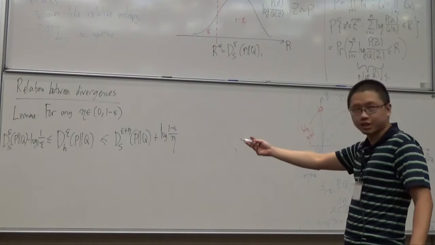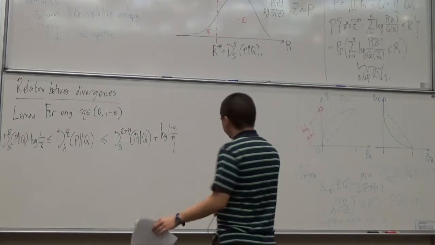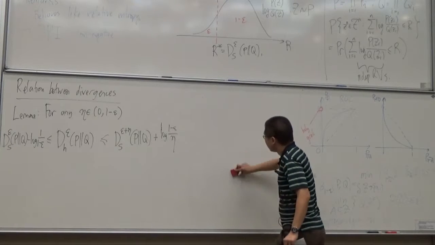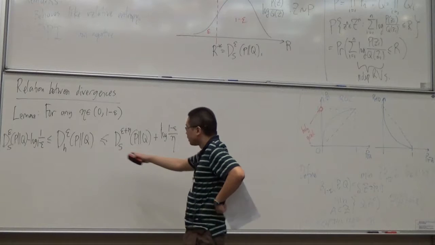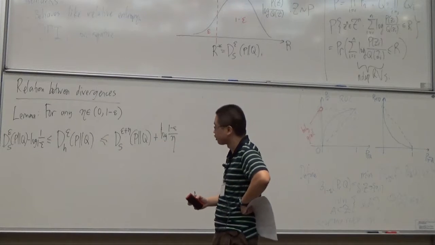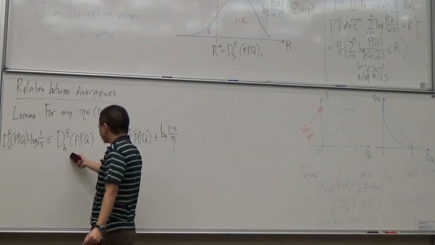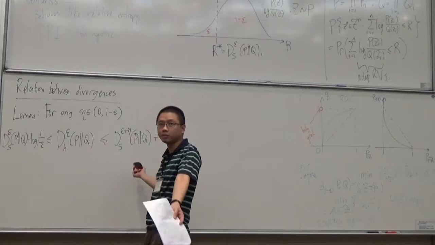I mentioned that D_H is hard to compute, and D_S is much easier to compute, especially if we have product measures, which is what we are interested in. So here I provide a couple of bounds for D_H in terms of D_S, the information spectrum divergence. And what do we see? We see that D_H is very close to D_S, and we can toggle between the two.